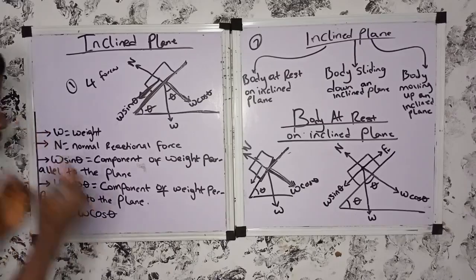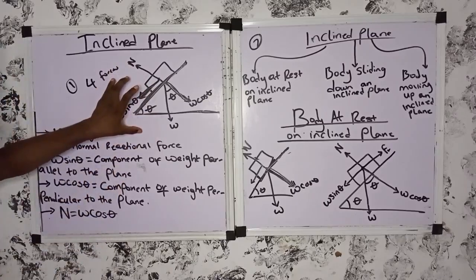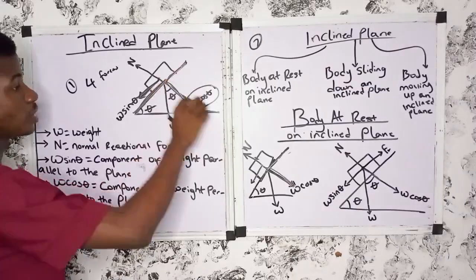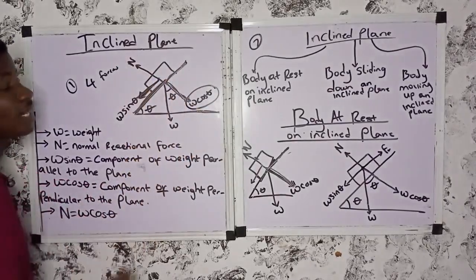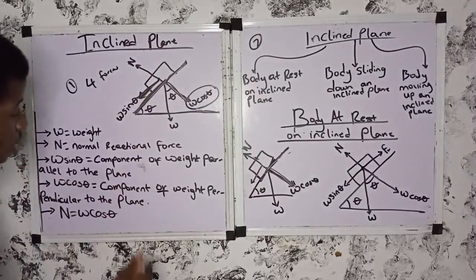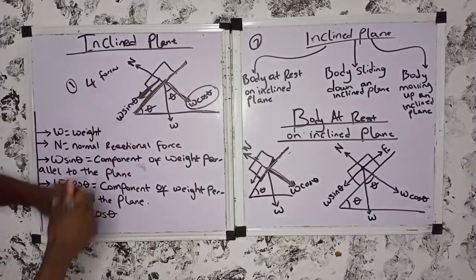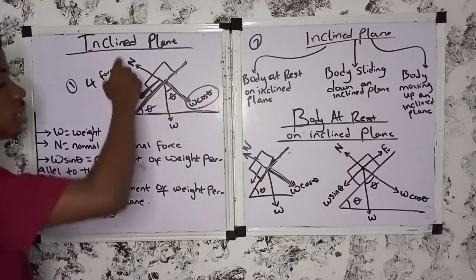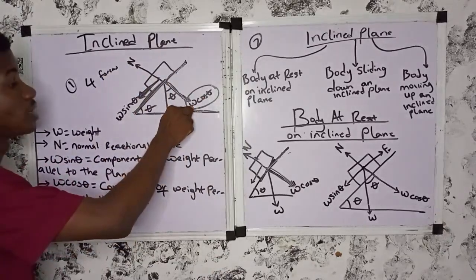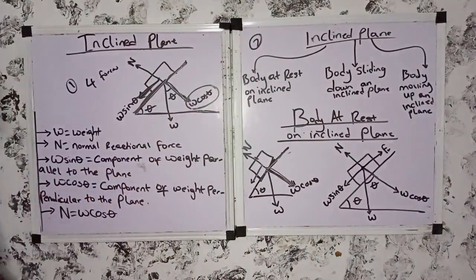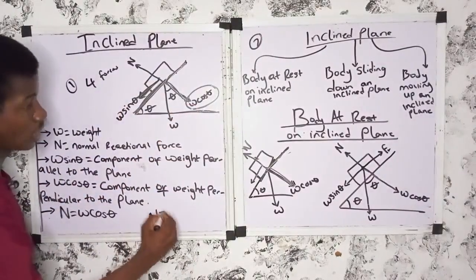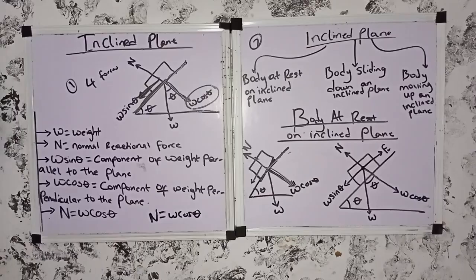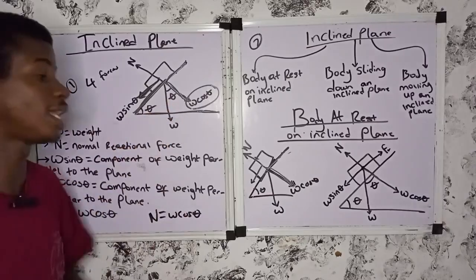Now if you look at it in an inclined plane, take note, in an inclined plane, it is the weight component that is perpendicular to the plane that balances the normal reactional force. Look at it here. Which force balances the normal reactional force? It is the weight component that is perpendicular to the plane. So N equals W cos theta. Please take note, this part is very important. For the angle, I will explain that later.